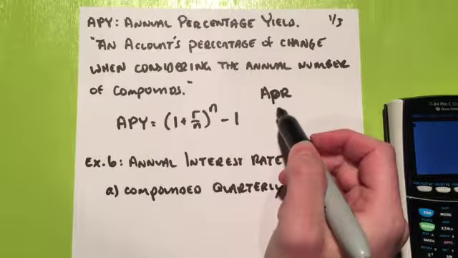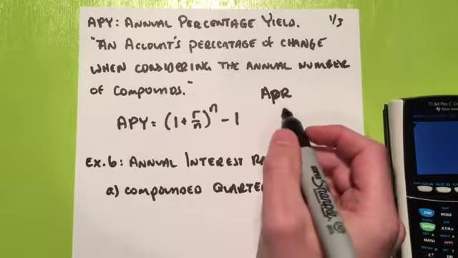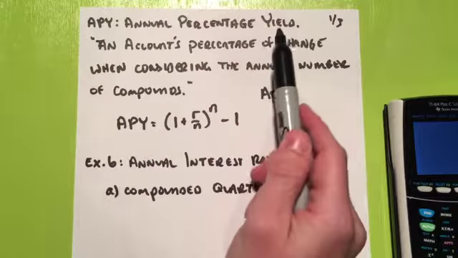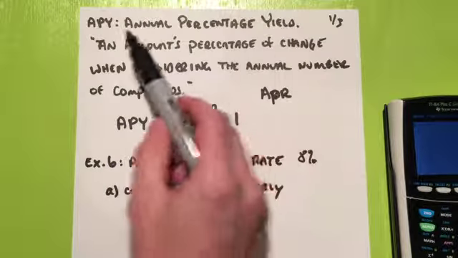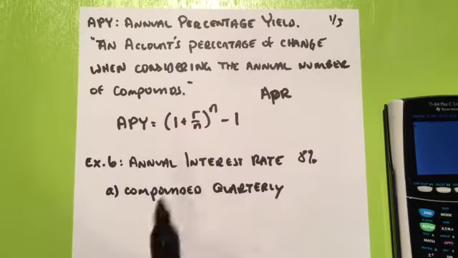Now, the annual percentage rate is what banks typically tell you. They say you've got a 5% annual percentage rate on your account. It does not take into account the number of compounds. Annual percentage yield is the entire percentage of change. So usually APY is a little bit higher than APR, and it's just a way of recognizing the percentage of change before or after the number of compounds are considered.